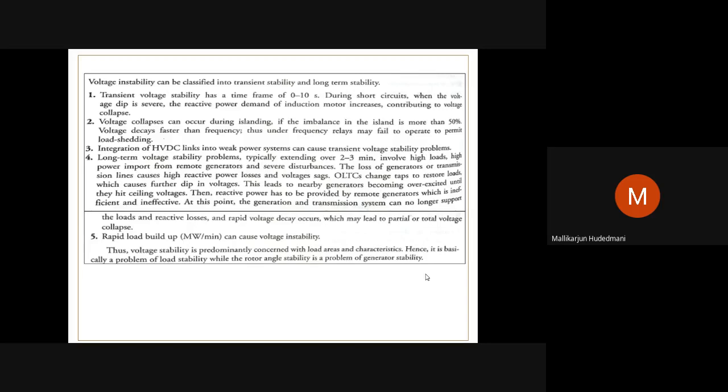Integration of HVDC links into a weak power system may cause transient voltage stability problems. Just see, it is an integration of high voltage DC links into a weak power system. The weak power system can be characterized as an old one, not yet modernized for many years, with the same old transmission lines, same conductors, same transformers, and switching components which are not responding in a timely manner. Latest state of the art switchgear is not used, and it is a sluggish, highly inductive, poorly performing system, that we can classify as a weak power system.